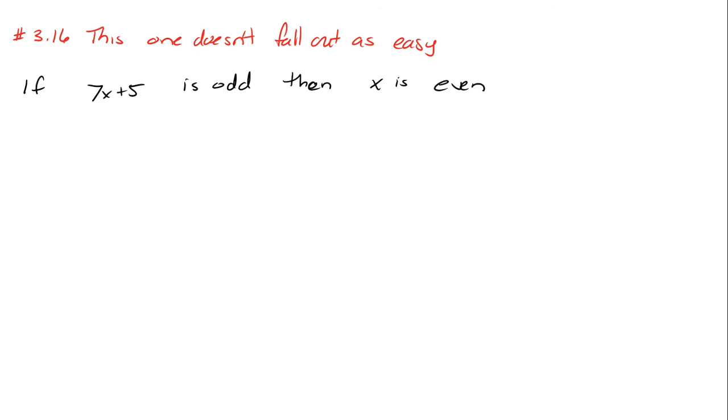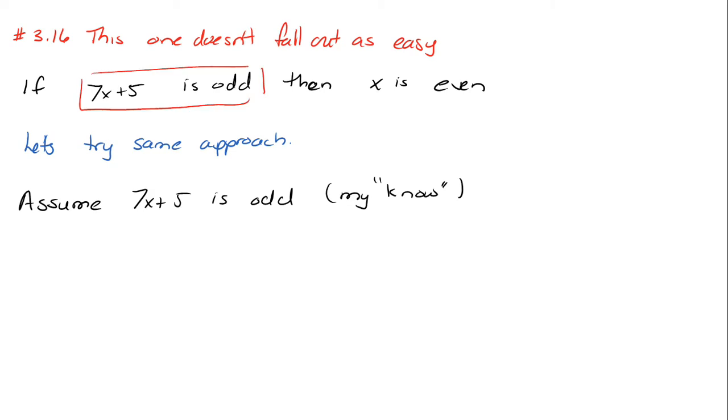All right, this is a follow-up to the case-by-case proof. This one doesn't fall out as easy, and we can see why in a second. So in class, we're going to try that same first approach. This is the in-class assignment, and we're going to find out quickly that assuming 7x plus 5 is odd and trying to arrive at x is even is going to be hard.